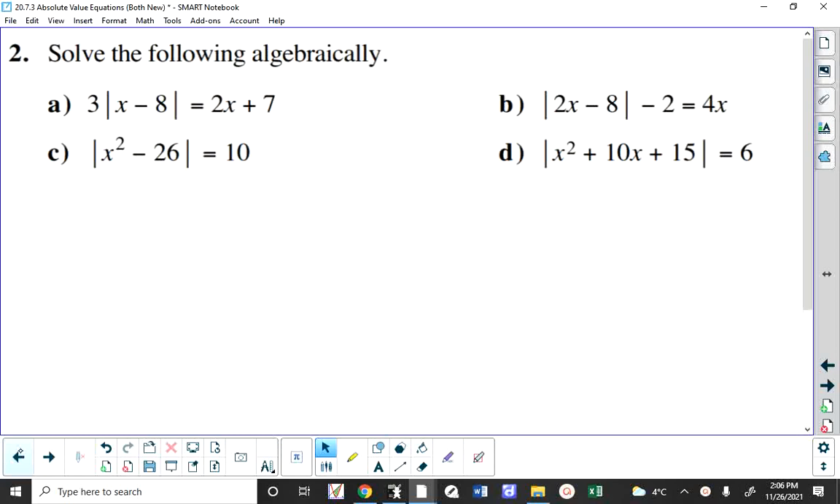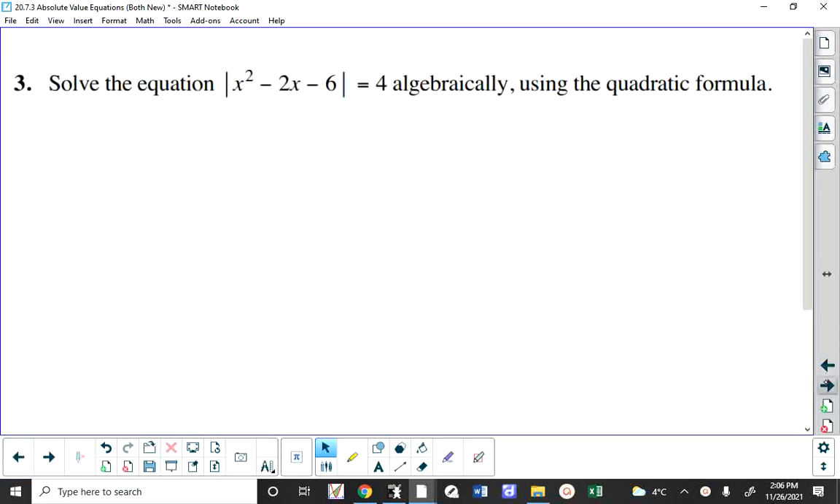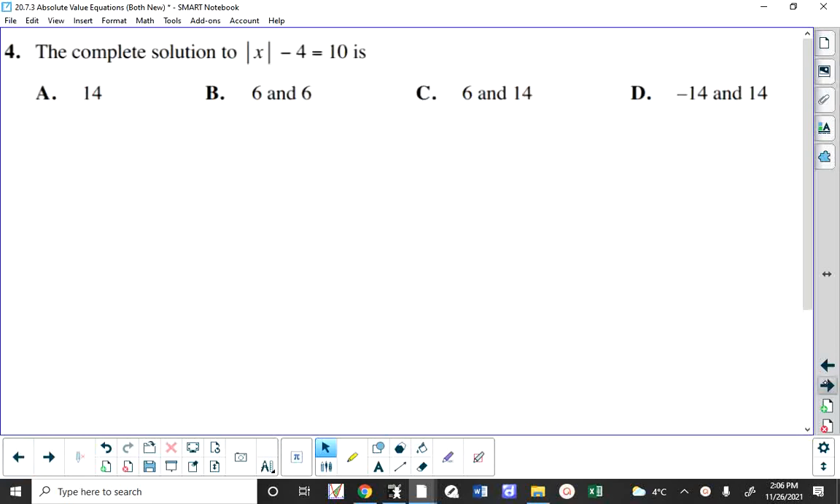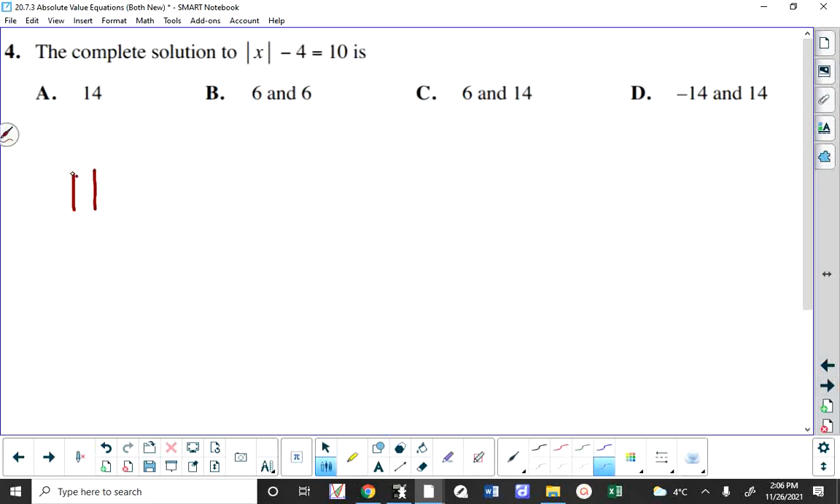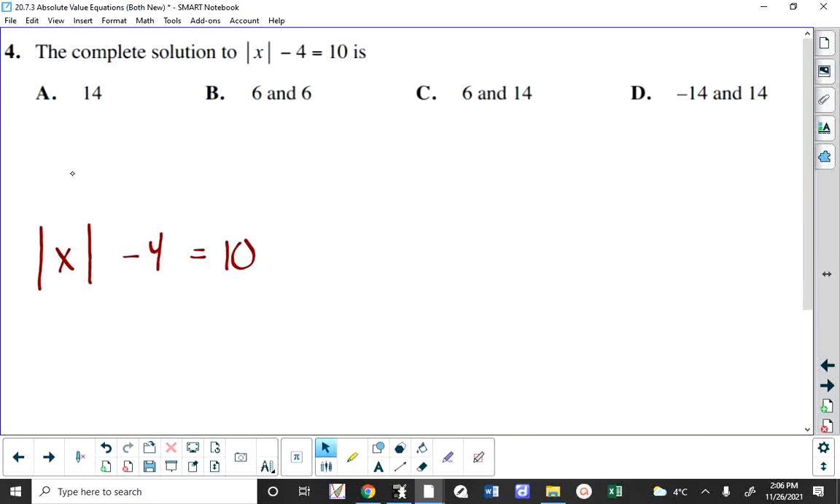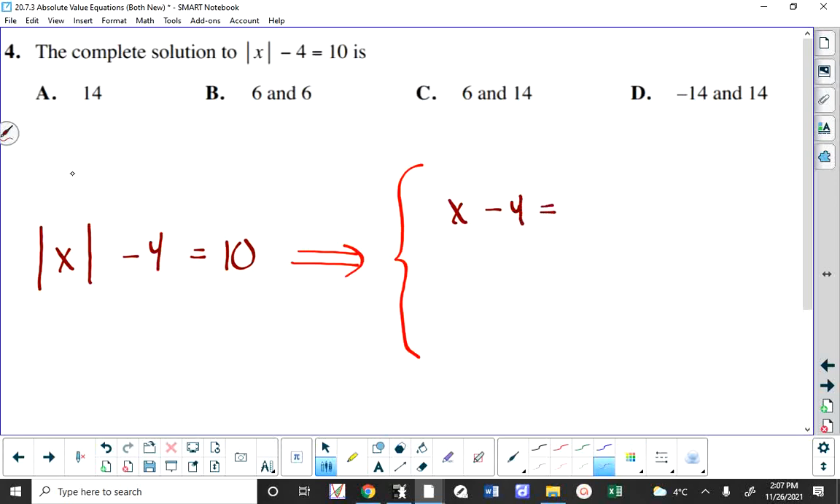Let's just pick on, well, I'm going to pick on a very simple one to begin with, only because somebody asked right at the beginning of class about it. Number 4 here has the absolute value of x minus 4 equal to 10. And I'm going to prepare my workspace here in a slightly different way than I did yesterday. I'm just going to say, you know what, that's the same as x minus 4 equals 10 and negative x minus 4 equals 10.